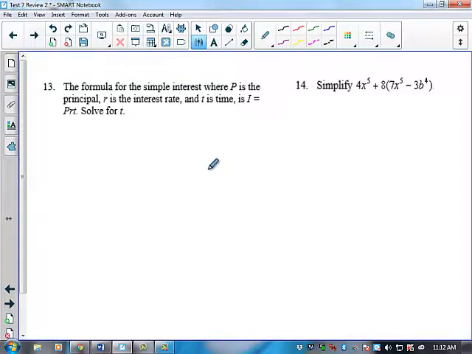The formula for simple interest, where P is the principal, R is the interest rate, and T is the time, is I equals PRT. Solve for T. This was on our last test. We had lots of people get one like this wrong, okay?